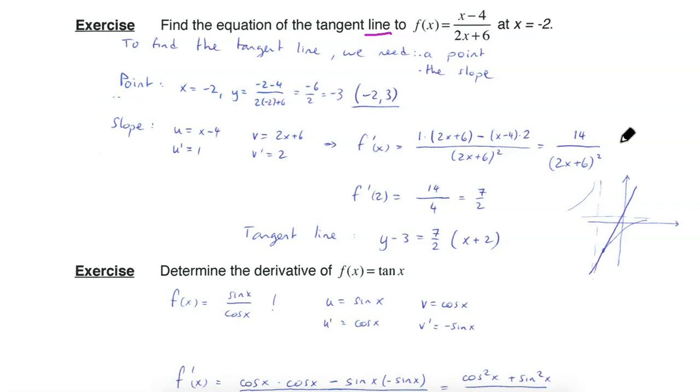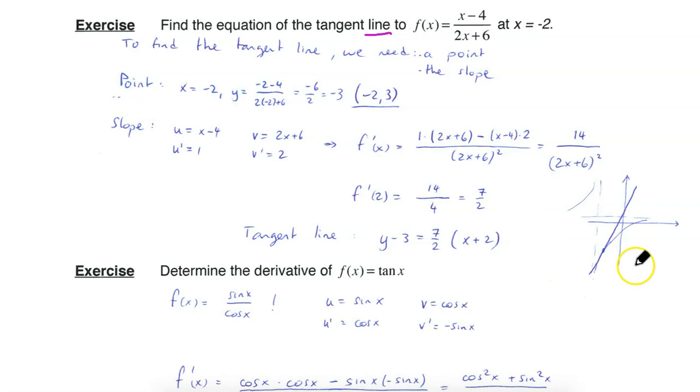So what is the slope of the tangent line? What is the slope at x equals negative 2? We plug in negative 2 here, and we get f prime of negative 2 equals 7/2. And that's it. We just need to write the answer now. The tangent line is y minus 3 equals 7 over 2 times (x plus 2).